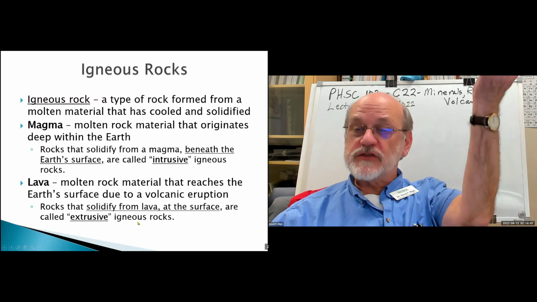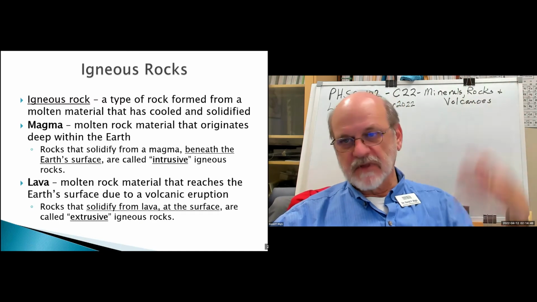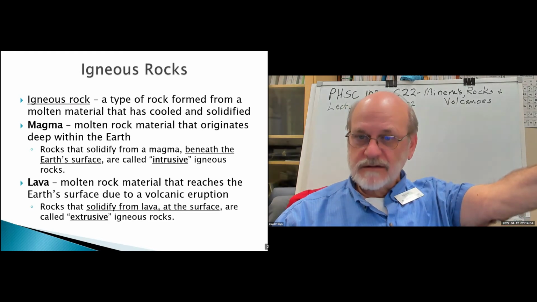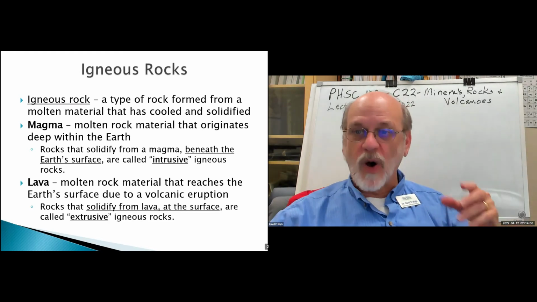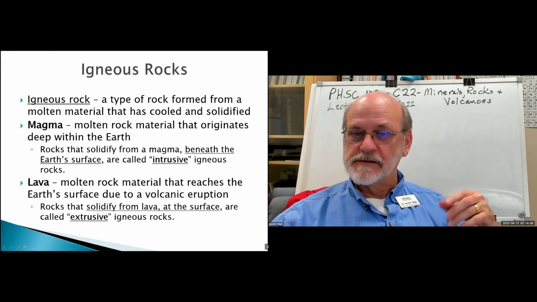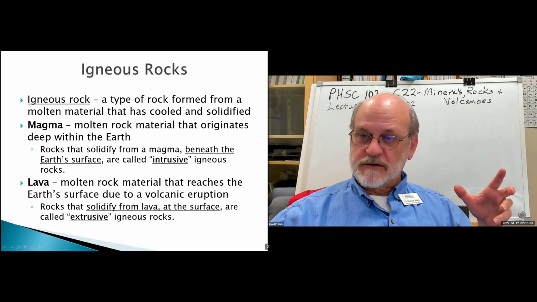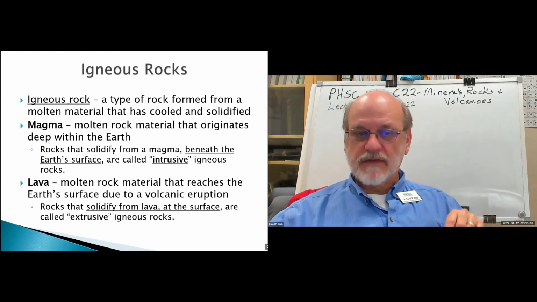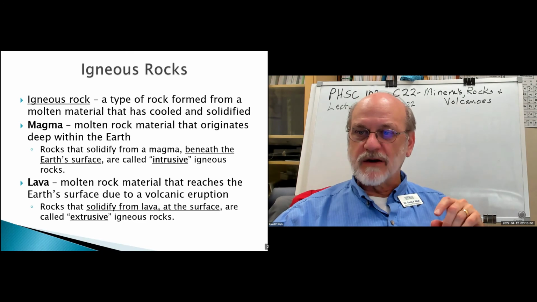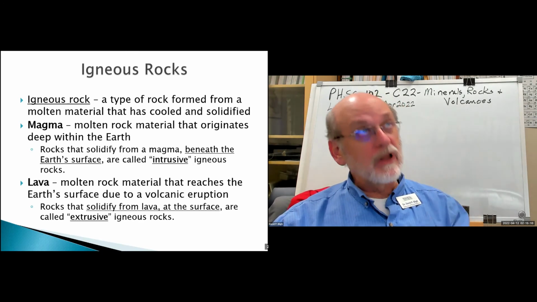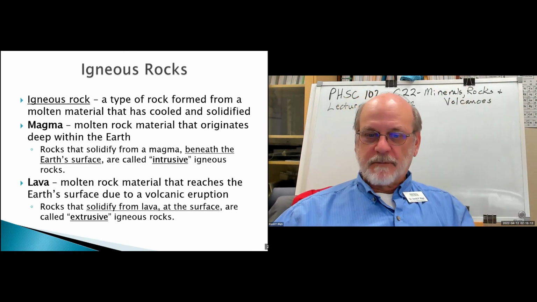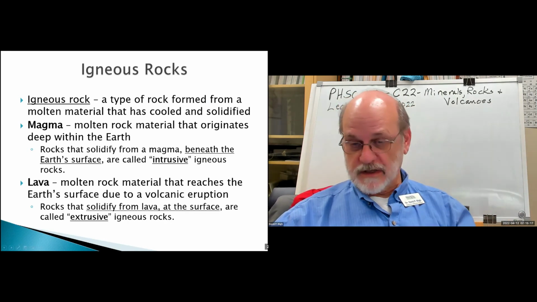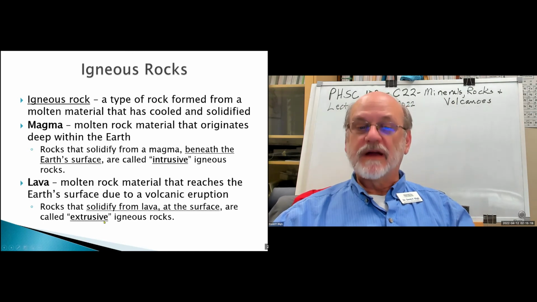It's extruded onto the surface. So it could flow onto the surface and solidify, right? The Hawaiian volcanoes do that. Or it could be explosive, like Mount St. Helens. And the lava could be expelled under extreme pressure and blown into the air and solidify before it hits the ground. That forms a different type of extrusive igneous rock.